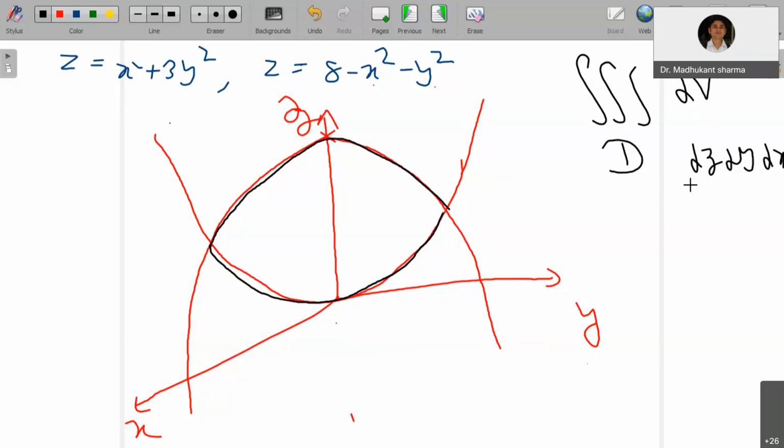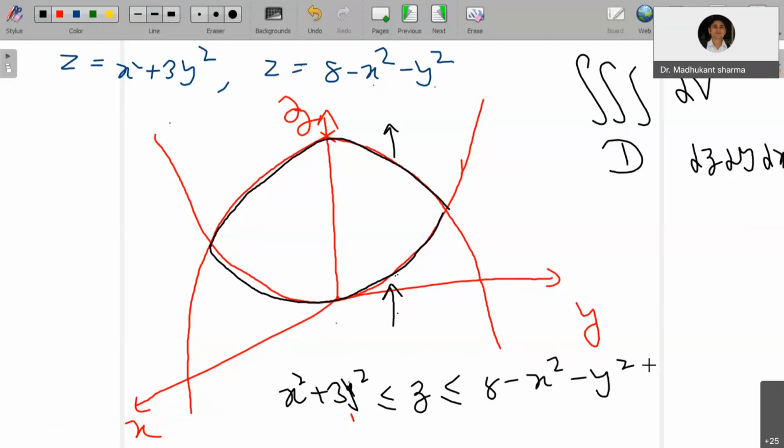For finding the z limit, you can draw a vertical line from the xy plane towards the z axis. It enters this surface and leaves from here. So the z limit is straightforward: x square plus 3y square is the lower one, so x square plus 3y square is less than or equal to z, which is less than or equal to 8 minus x square minus y square.